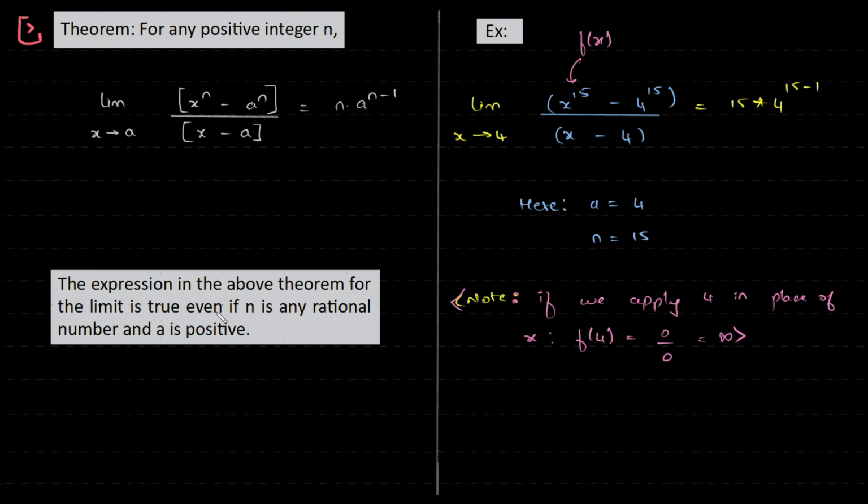Okay guys, the expression in the above theorem for the limit is true even if n is any rational number and a is any positive number. The proof is this actually. For this, you need to know a particular formula, that is x to the power of n minus a to the power of n. Similar to your (a plus b) whole to the power of n from the binomial theorem, we have this formula. So it's similar, you can see the pattern, and so on and so forth till a to the power of n minus 1.